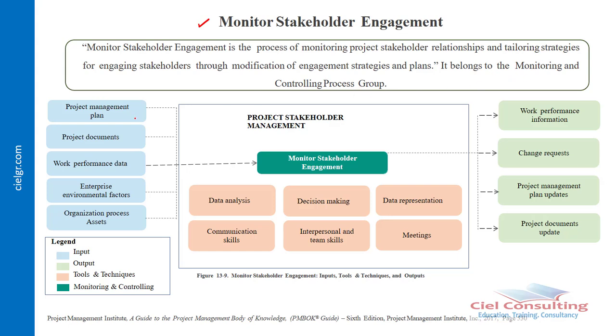So part of the input would include our project management plan. Of course, don't forget that this has already stipulated how we're going to manage our stakeholders. Of course, the stakeholder management plan will already be an integral part of this project management plan. Then also other project documents, your work performance data, as well as your organizational process assets and enterprise environmental factors. So the work performance data refers to raw facts, which of course can help us to determine how effectively we are managing our stakeholders.